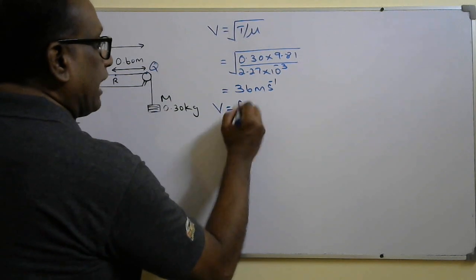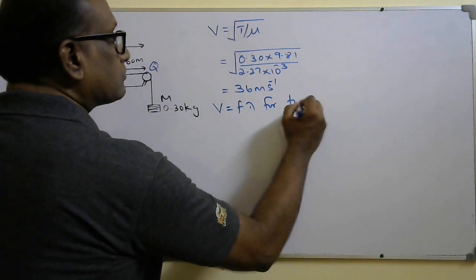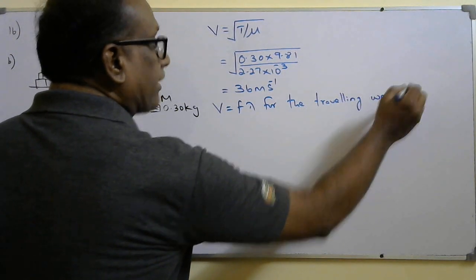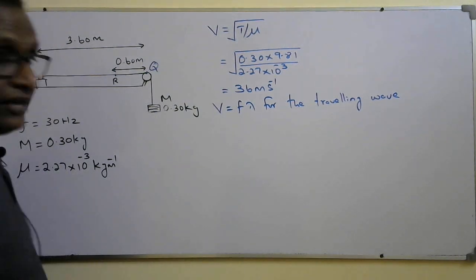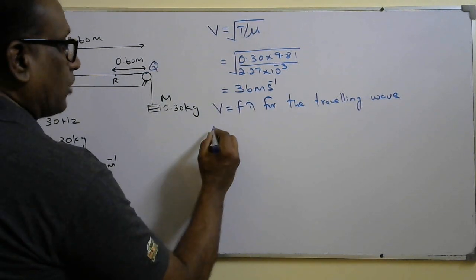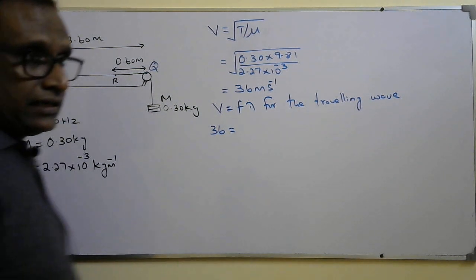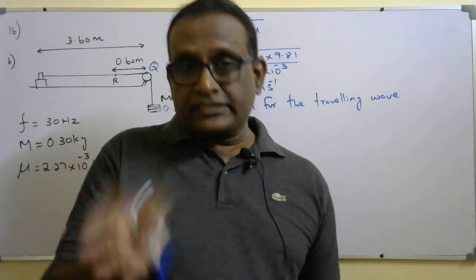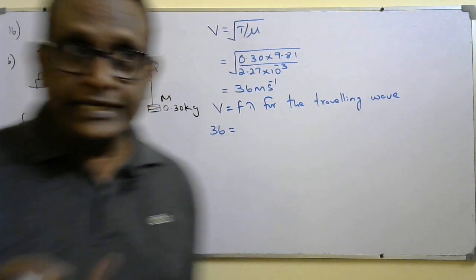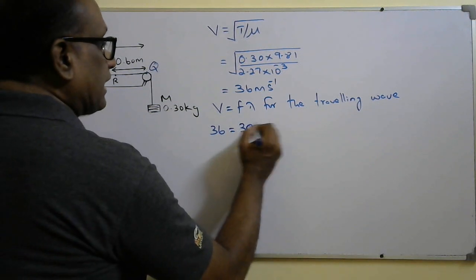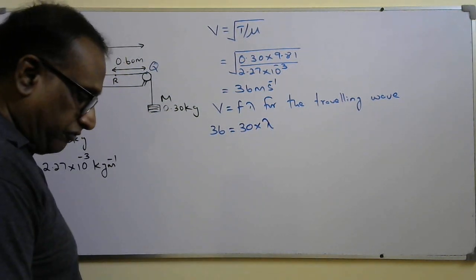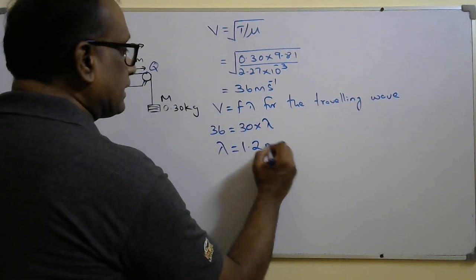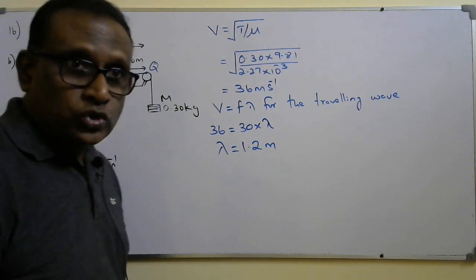So I'll find the wavelength of the traveling wave. V equals f lambda for the traveling wave. There are two identical traveling waves, and for one of them I am using V equals f lambda. The speed of the traveling wave I found as 36. The question paper says the frequency of the stationary wave, careful, that will be the same as the frequency of the traveling wave, the same as the frequency of the vibrator, I already explained it. So 36 equals 30 into lambda. From that, find the lambda. Lambda will be equal to 36 over 30, that is 1.2 meter. So the wavelength is 1.2 meter.